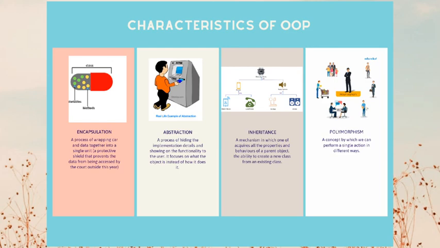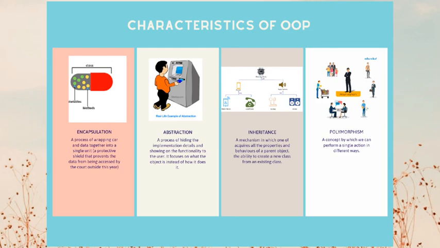And the second one is abstraction. Abstraction is a process of hiding the implementation details and showing only the functionality to the user. It focuses on what the object does instead of how it does it. And the third one is inheritance.